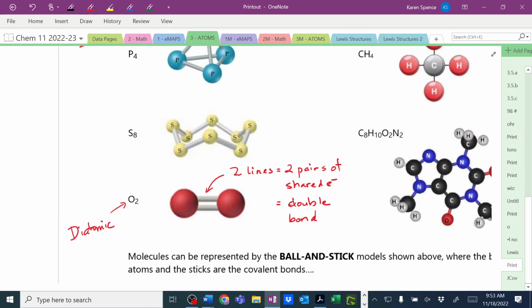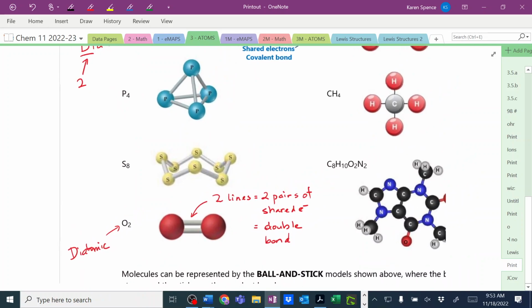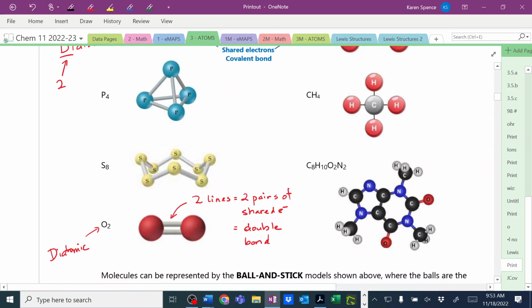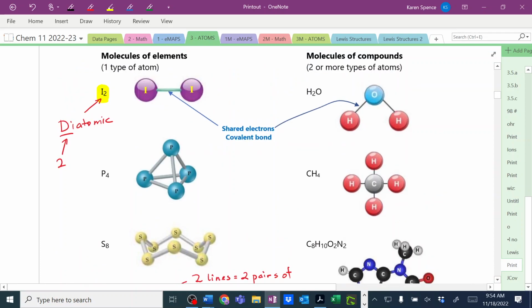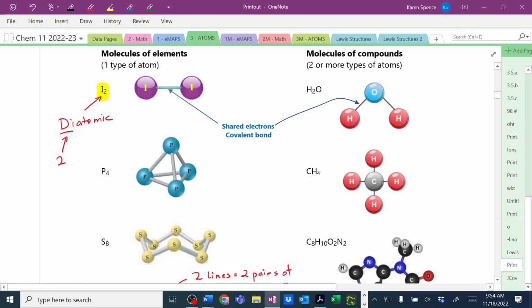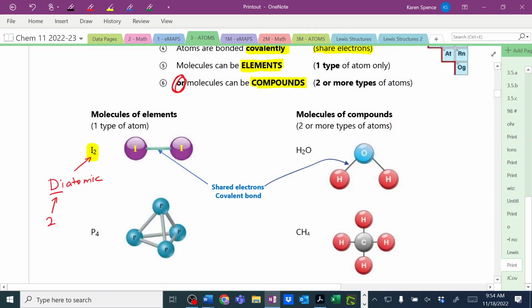In these particular models, we draw the atoms as just a ball, or a sphere. And then we draw sticks in between. So these models are called a ball and stick model. And they're really useful because you can see, oh, this one's bonded to that one. It's really easy to see.